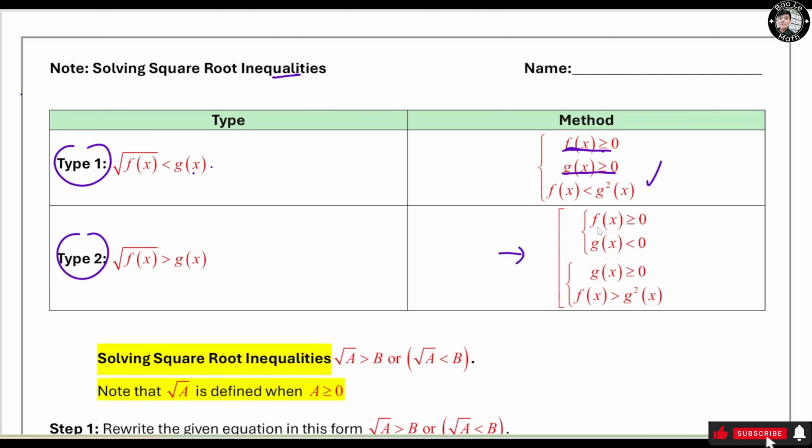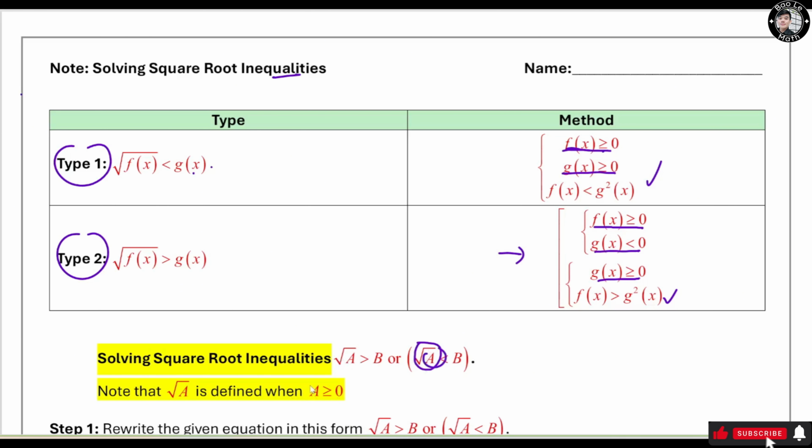Case number 1, f of s greater than or equal to 0, g of s less than 0. Case number 2, g of s greater than or equal to 0. Then you're going to square both sides. Now, if one side has the variable and the other side just a constant, in other words, the one under the radical side has the variable, the first step you need to do is to find the domain of this guy.